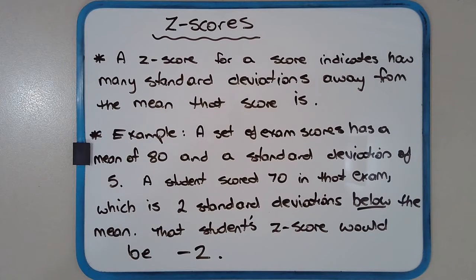When dealing with the normal distribution, what we're interested in is where a score is placed relative to the mean, and normally in multiples of the standard deviation. So we talk about a score being 1 standard deviation above or below the mean, or 2 standard deviations above or below the mean, and so on.